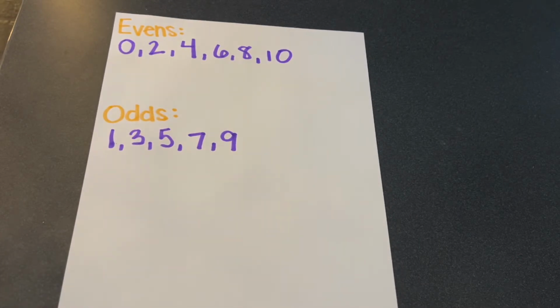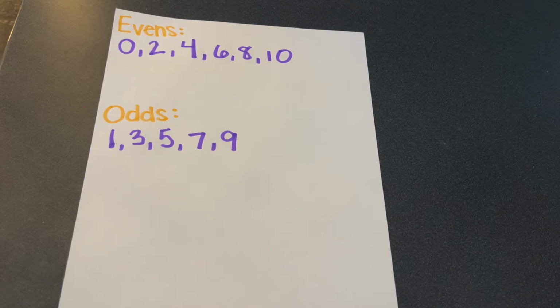Did you notice any patterns? Yes, if one number was even, the next one was odd. Or if one number was odd, the next one was even. So this is always going to be true. Our pattern is going to be odd, even, odd, even, odd, even, or even, odd, even, odd, even, odd.